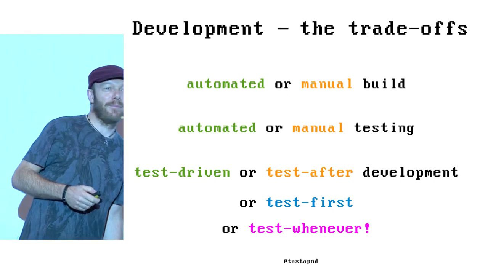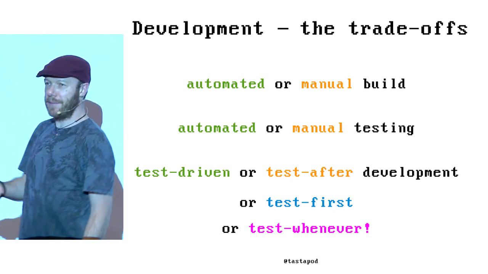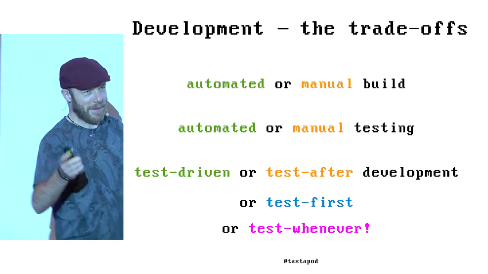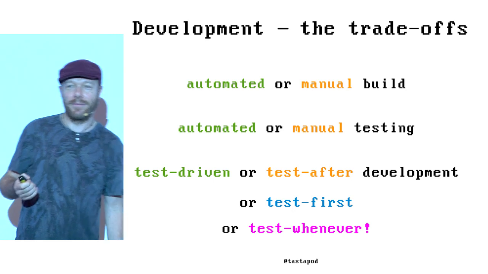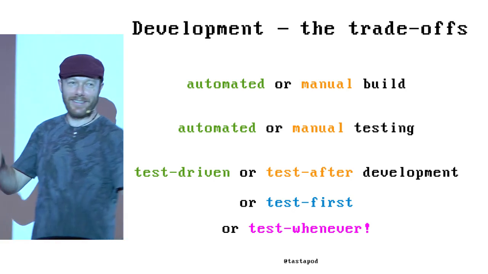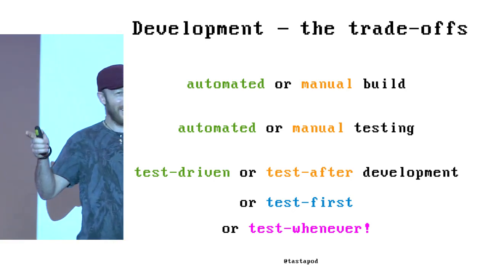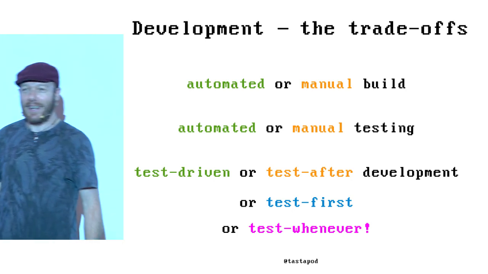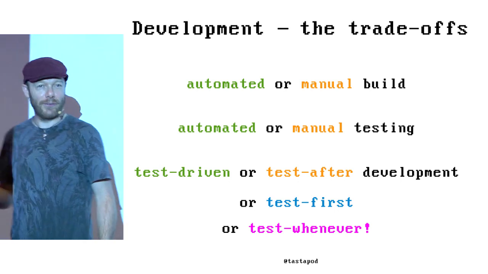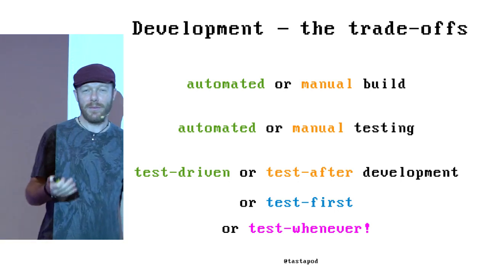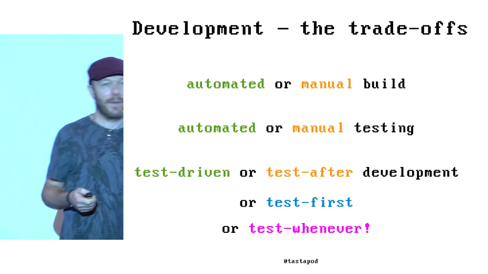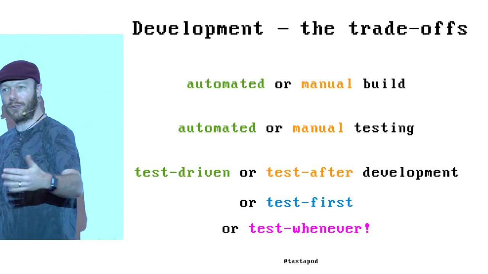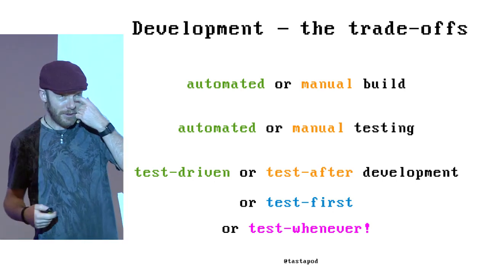Predictability. We gain feedback from an automated build. I guess it depends how you automate it. That depends. What else do we gain? Repeatability. There's some other more subtle things. We get a level of documentation. I can look at the build script, and it tells me what things happen, which is quite nice.